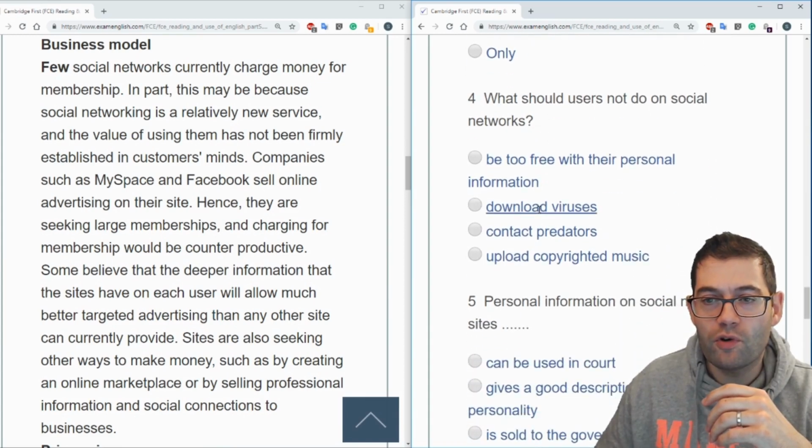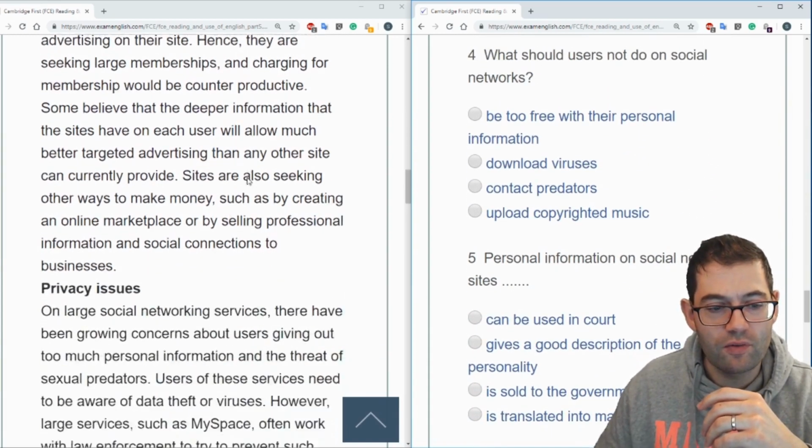For question number 4, what should users not do on social networks?